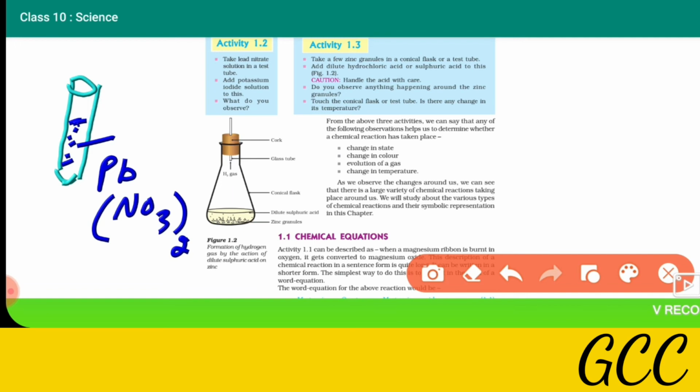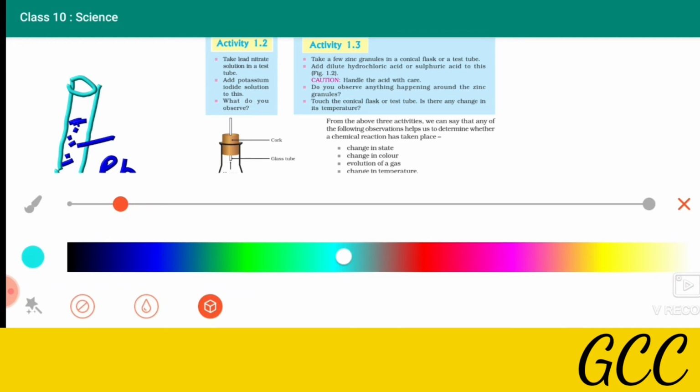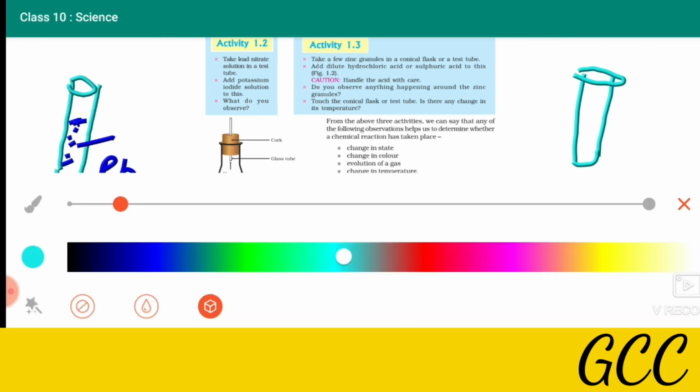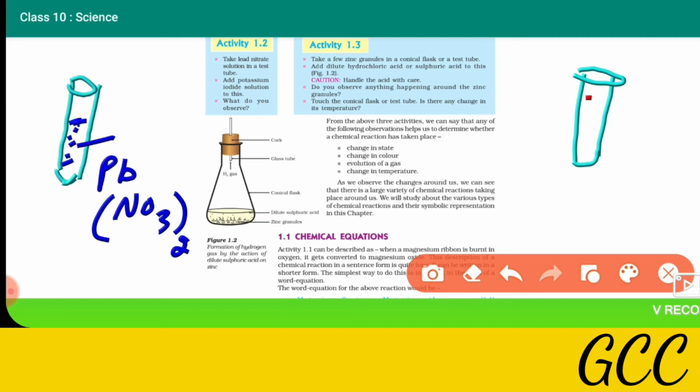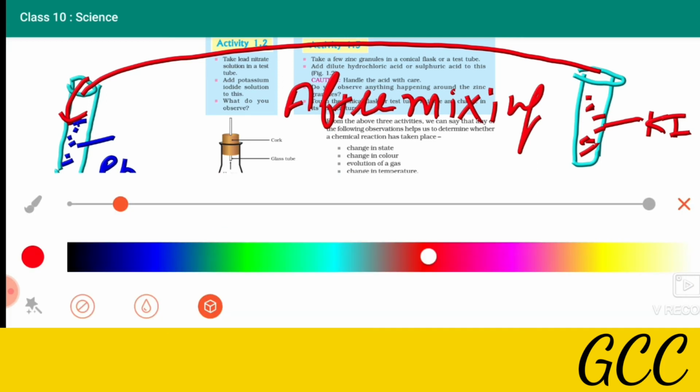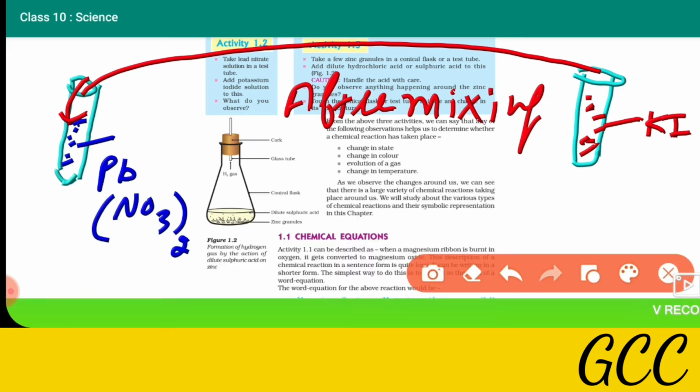Suppose one more test tube is there. This is another test tube, and in this test tube we have another solution, that is potassium iodide. After that, they told us to mix these two. What do we add in it? Potassium iodide. After mixing, just remember what will happen there. When you mix these, you will observe the test tube.